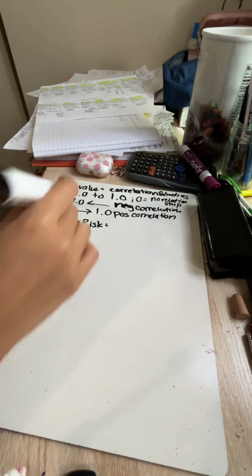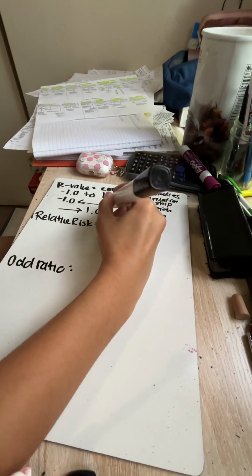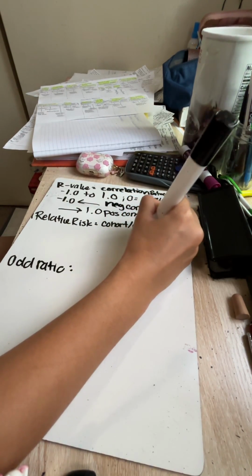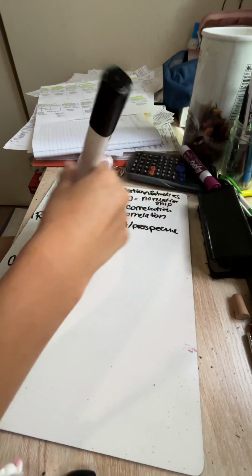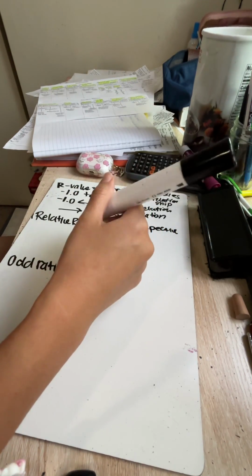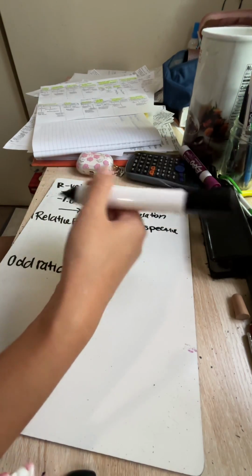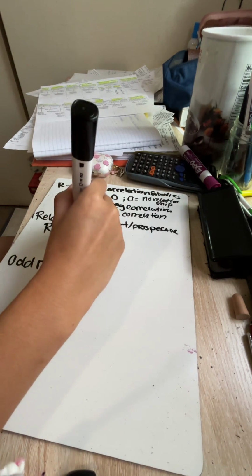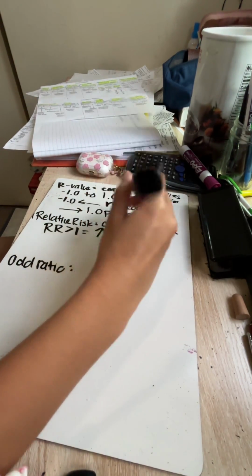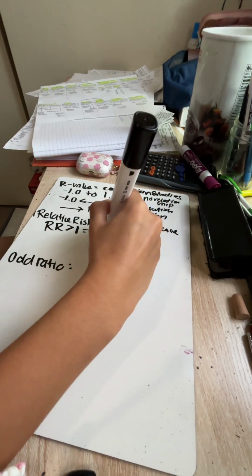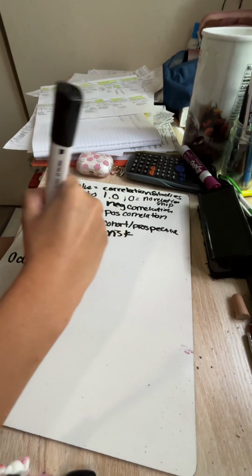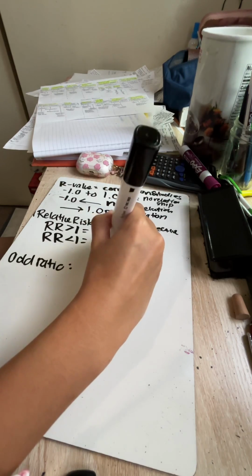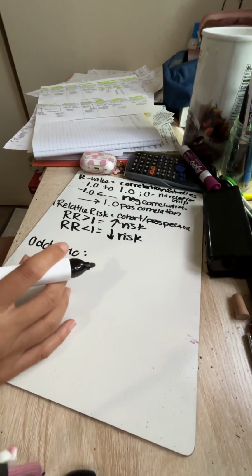Okay, and then for relative risk, it's used in cohort studies or prospective studies. In these studies, it measures the development of disease within healthy people. When you do the relative risk, the higher it is from 1, the increased risk of developing that disease. And when the relative risk is less than 1, it shows the decreased risk in development of that disease.